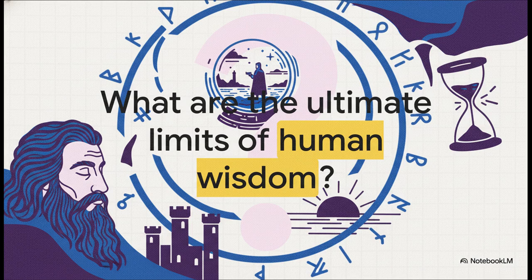As we wrap up this explainer, I want to leave you with one final thought to chew on. If the greatest prophet in literature could foresee the destiny of nations, yet was entirely blind to his own ruin, what does that tell us about the ultimate limits of human wisdom?